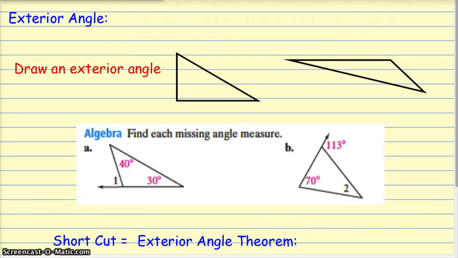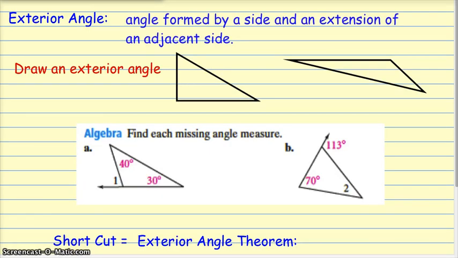Exterior angles. There's a definition hiding in here. It is the angle formed by a side and an extension of the adjacent side. So an exterior angle is formed by a side and the extension. So if I extend the side, the exterior angle is here. It's formed by this green side and the red extension. We can do it in multiple other spots. If I were to extend that blue one, then you have an exterior there.